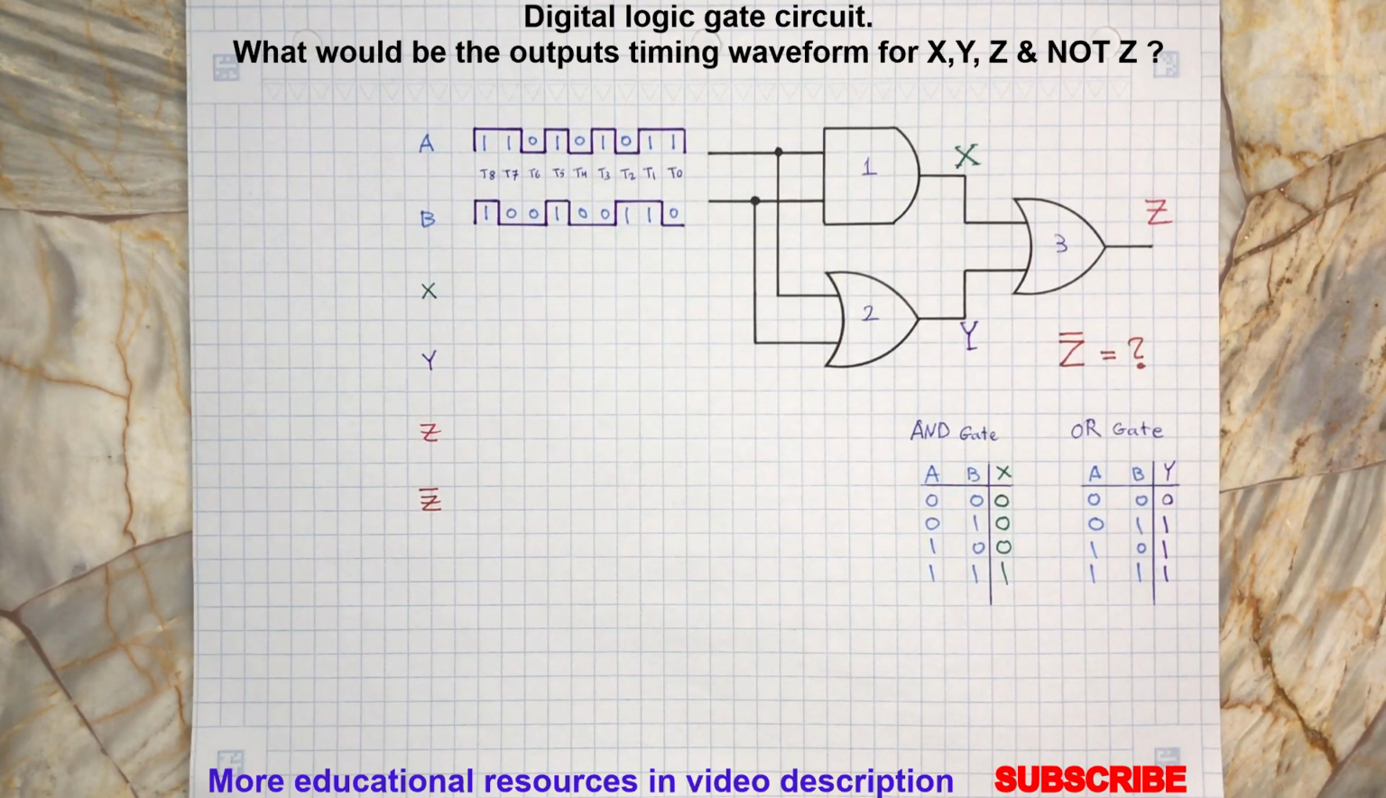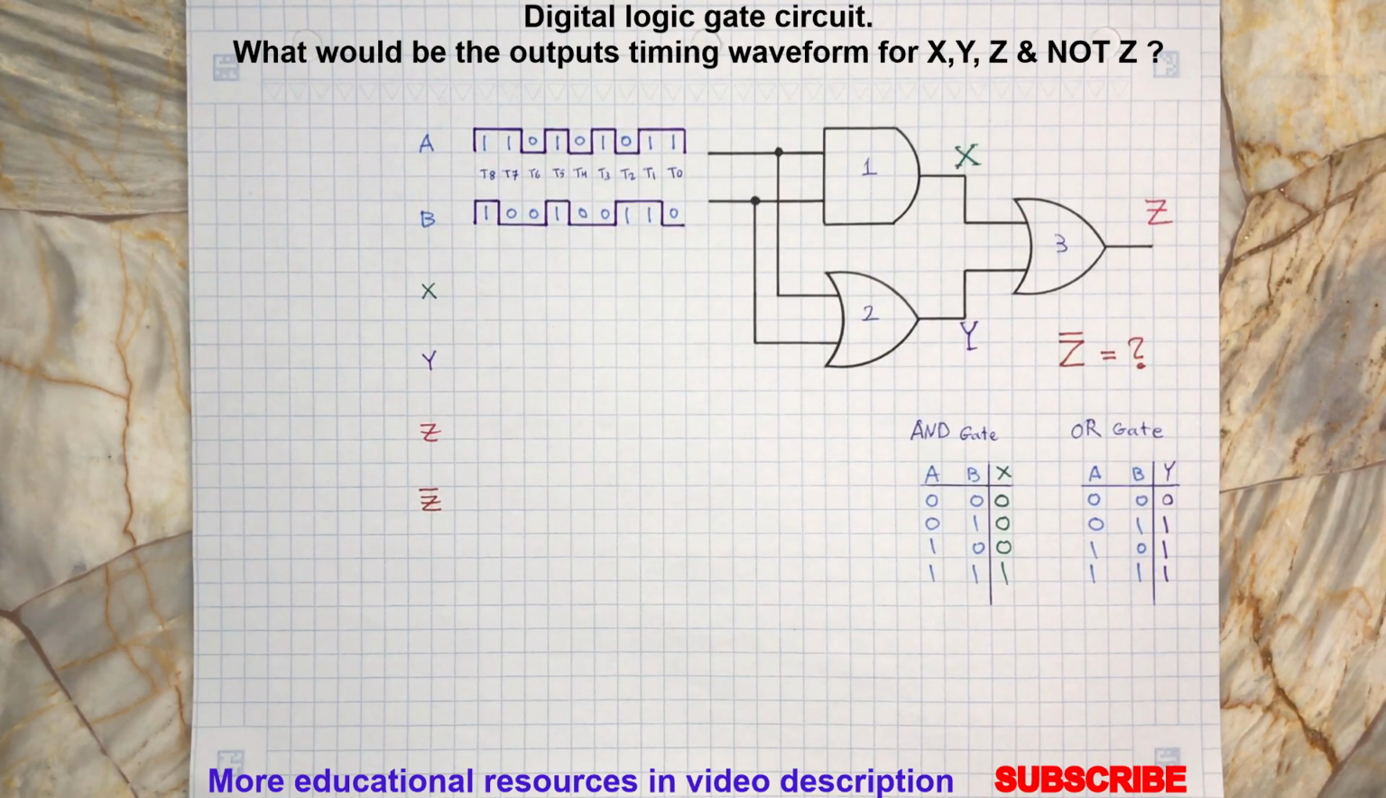As you probably already know, gate number 1 is an AND gate and has the following truth table. The AND gate has a high or logic 1 output only when both its inputs are logic 1. This is why the AND gate is called the all or nothing gate.